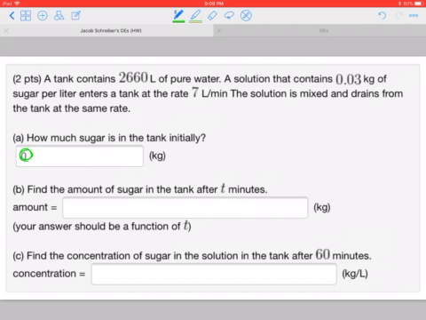questions. In part B, it asks us to find the amount of sugar in the tank after t minutes. So let's go ahead and label some variables here. The amount of sugar we're going to say is equal to A of sugar. And since we're dealing with concentration as well, we're going to say CS is equal to the concentration. Had a little weird hiccup there.